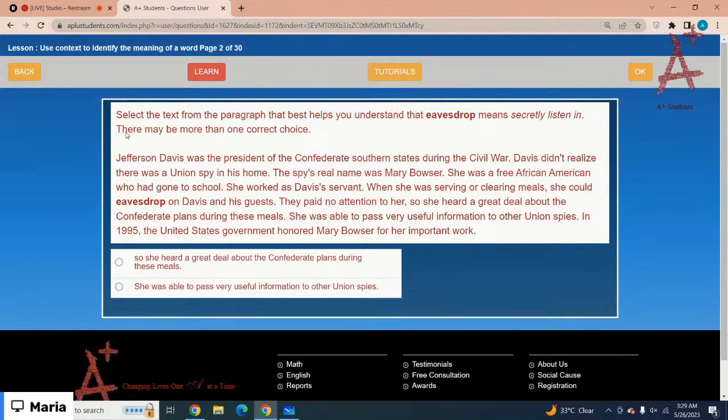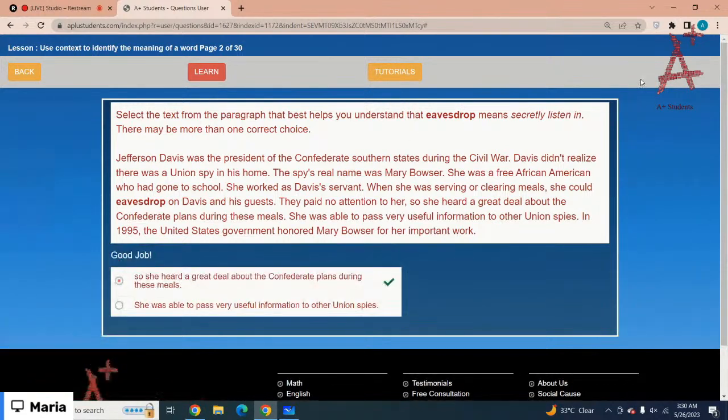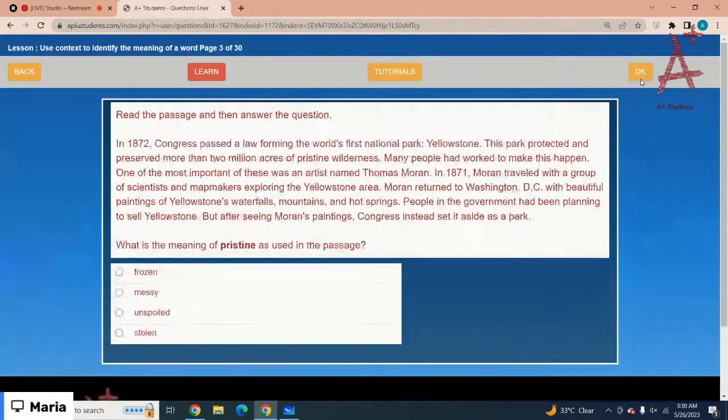So, I identified it from: they paid no attention to her, so she heard a great deal about the plans. So, it would be option number two? She was able to pass every useful information. So she heard a great deal. That would be option number one. She heard a great deal. Yes, option number one is the correct one.